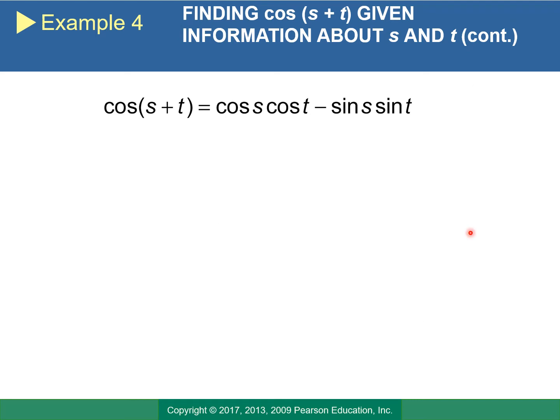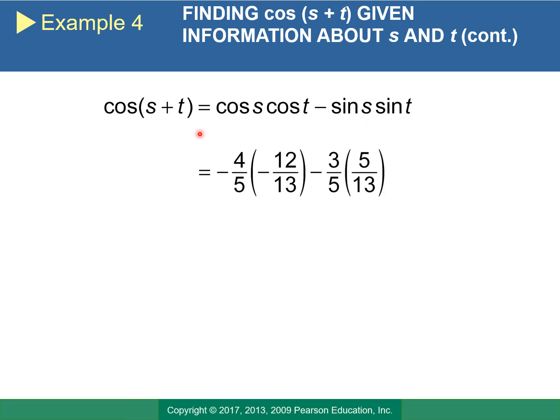Okay, so this was the question. We were asked to find cosine of s plus t. So we fill in the right side of the equation from our sum formula for cosine. Think of a as s and b as t, so we're just modifying it for the letters we were given. We now know all 4 of these values. We were given 2 of them, and we found the other 2. So let's fill in those values.